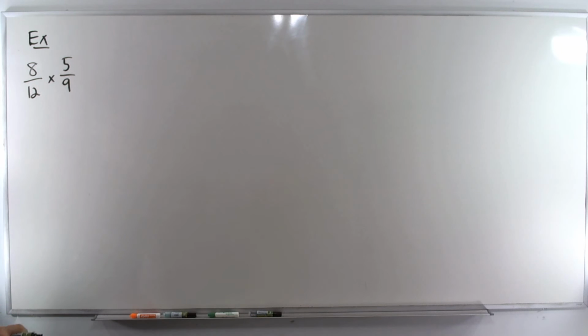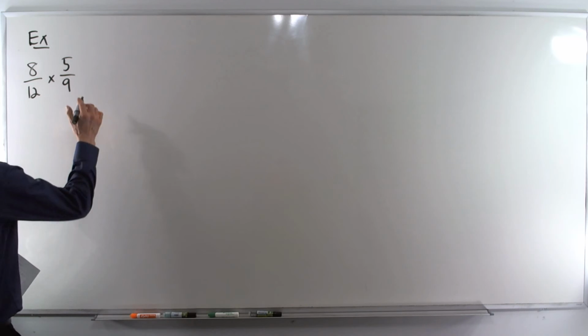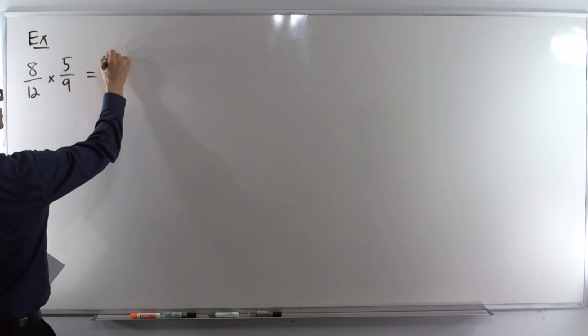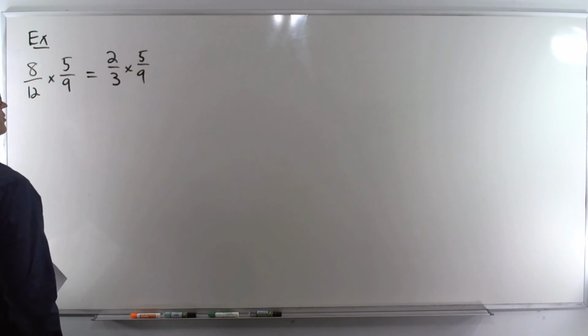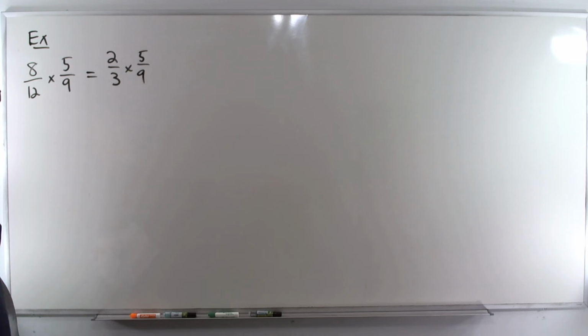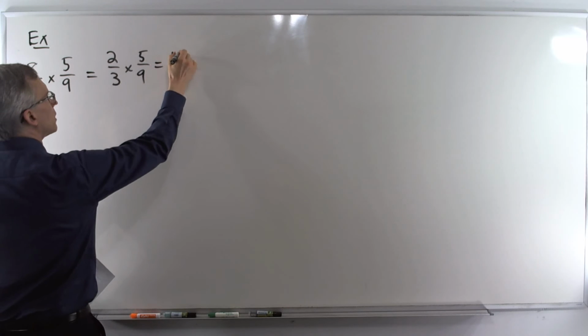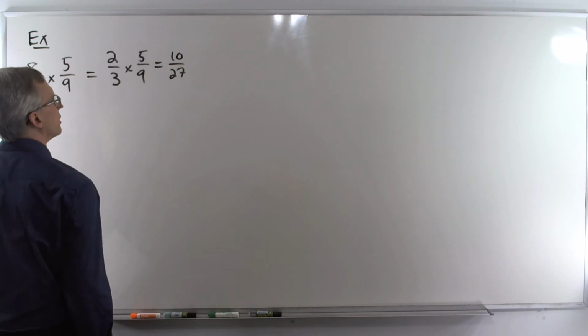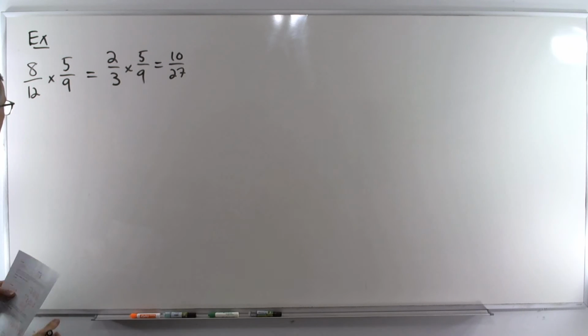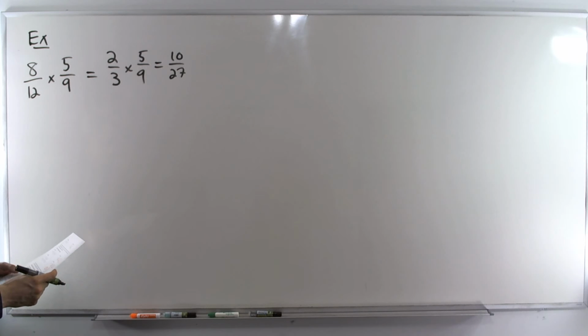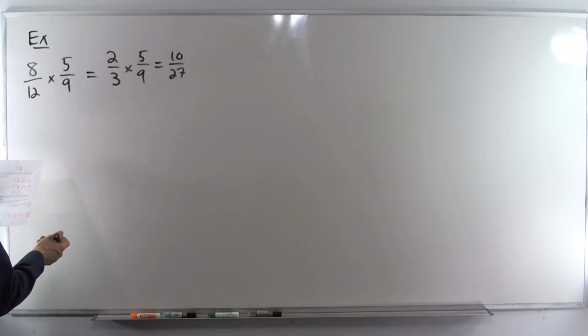Here's an example of a problem that can be reduced first. As you can see, the first fraction is reducible. 8 over 12, divide the top and bottom by 4, and that is going to turn into 2/3. Now we've got 2/3 times 5/9, multiplying, 10 over 27. So we have no common factors between the numerator and the denominator, and that's the final answer. Your turn, number 4.